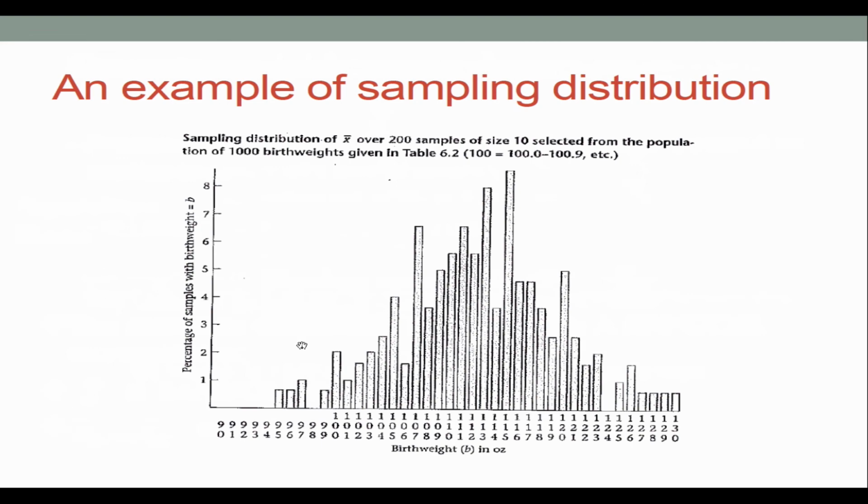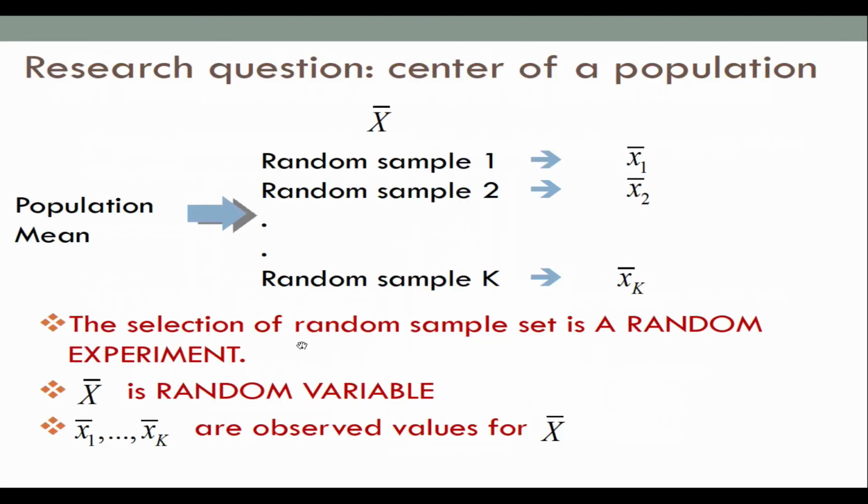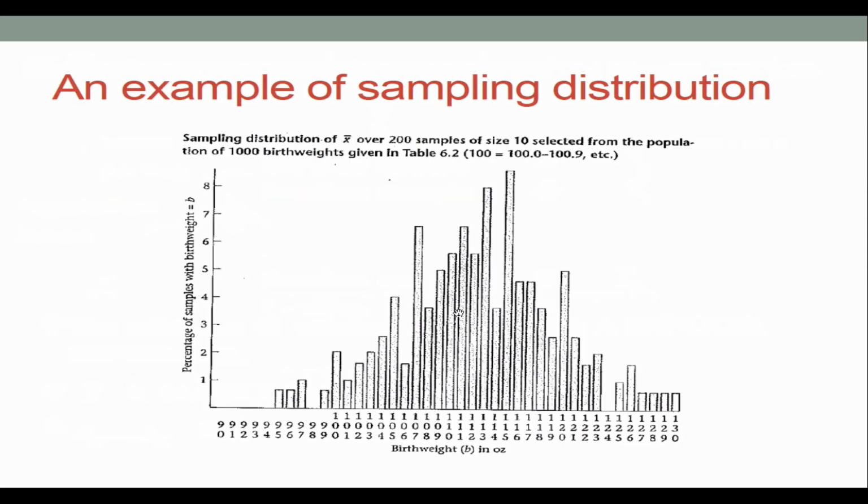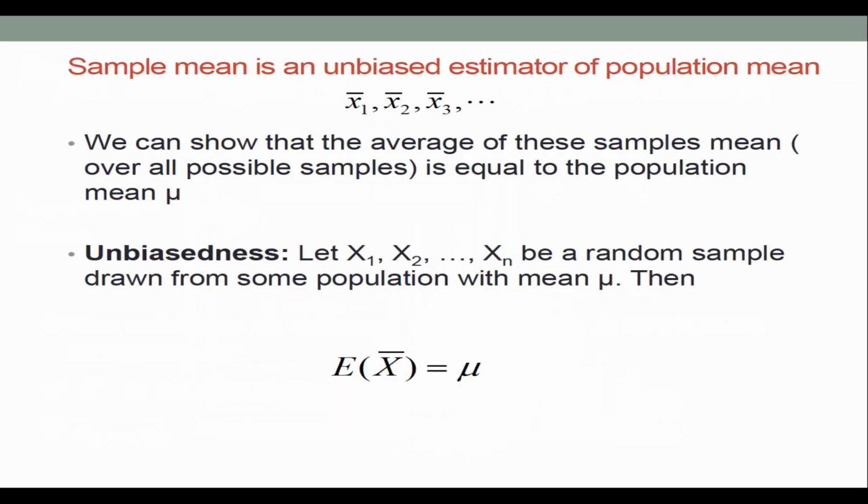Remember, here we got K small x bar. Then we can draw the histogram over those K sample means. It looks like that. Exactly what kind of distribution this sample mean has, we're going to show you. First of all, we study some properties of this sample mean.